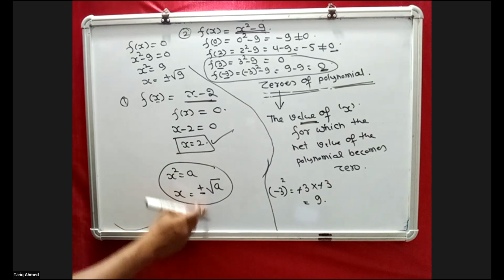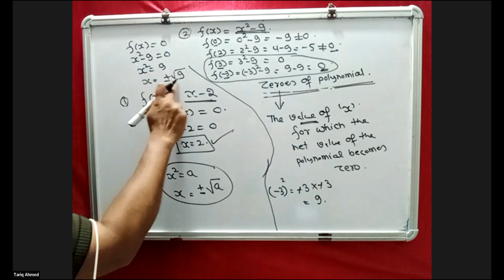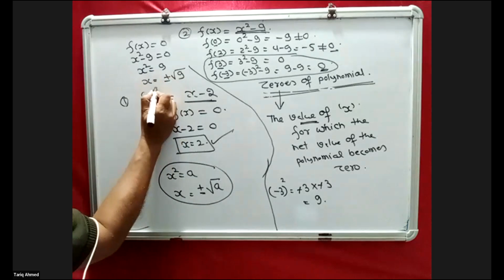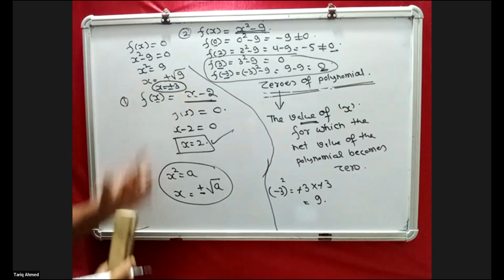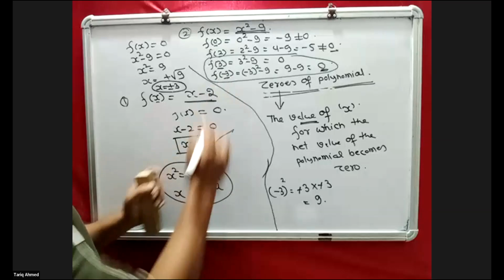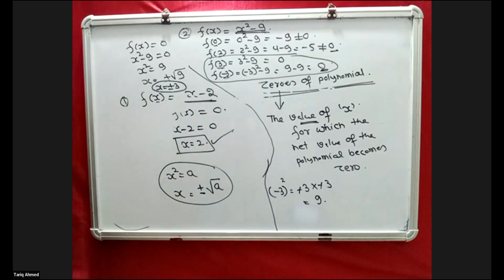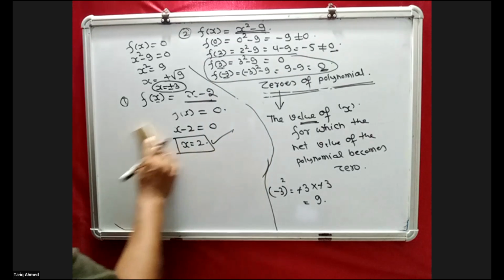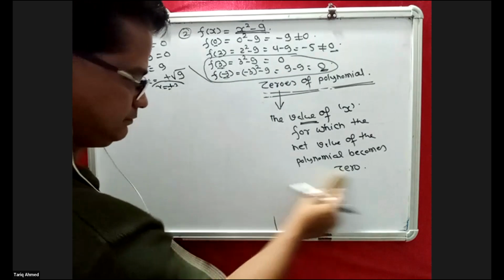So following this rule, if x square is 9, then x is equal to plus minus root 9, and root 9 is 3. So x is plus minus 3. Means we are getting the value of x as minus 3 and plus 3. And see clearly, at 3 and minus 3, this becomes 0. Fine. So I also explained how we can find the zeros of a polynomial.